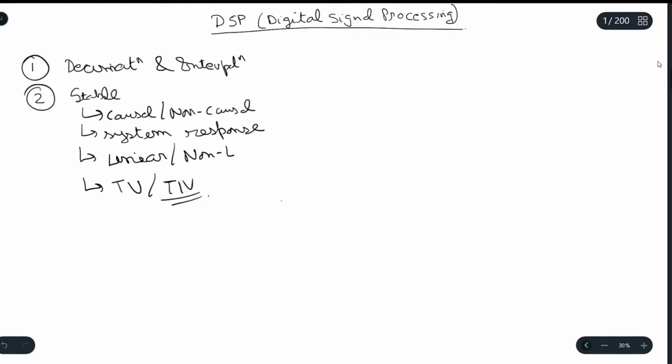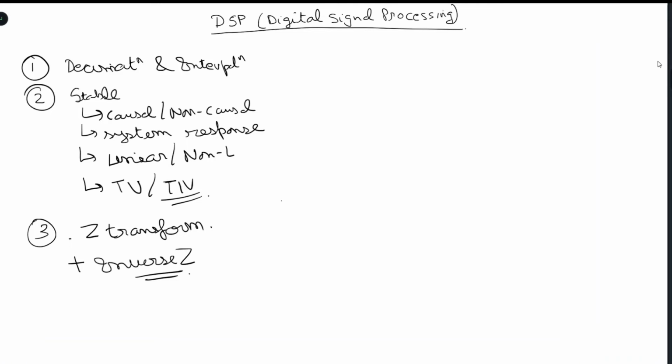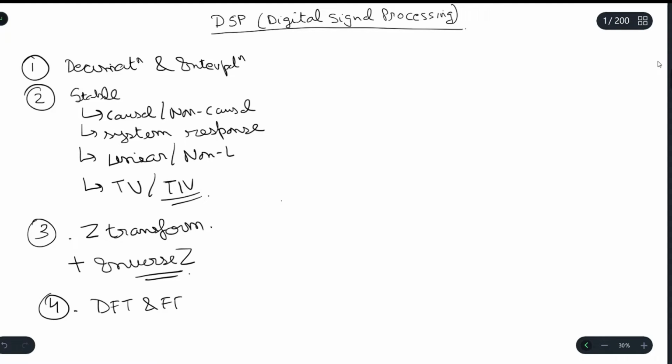So now we will be proceeding with the next part, that is the third part, in which we will be discussing Z transform. And over here we will also be discussing inverse Z transform along with Z transform. And then we will be discussing the fourth part, that is we will see DFT and FFT, where DFT stands for discrete Fourier transform and FFT stands for fast Fourier transform.